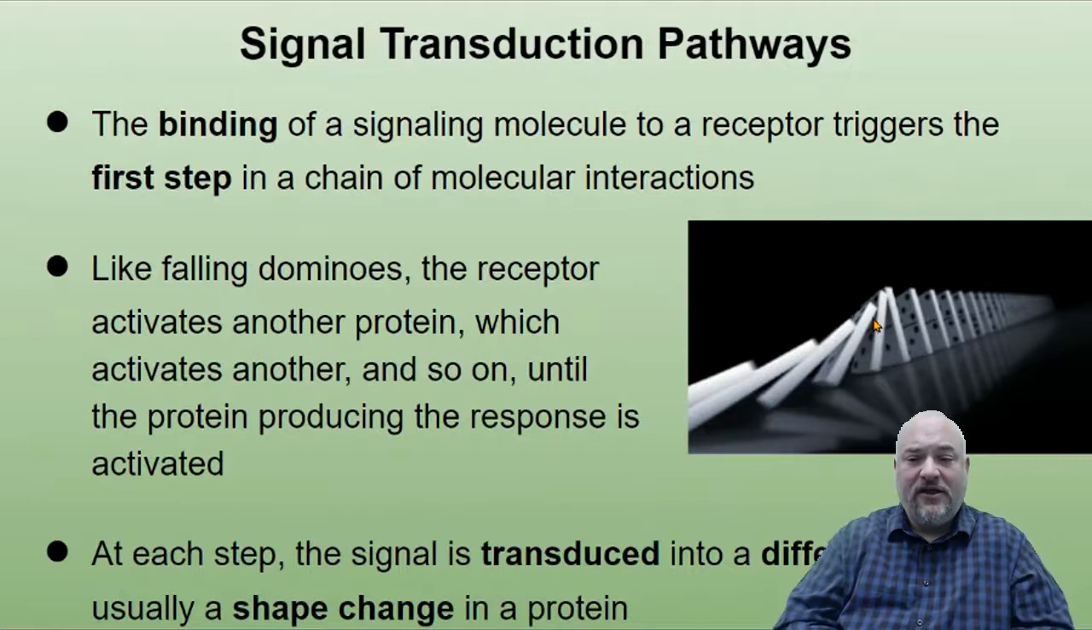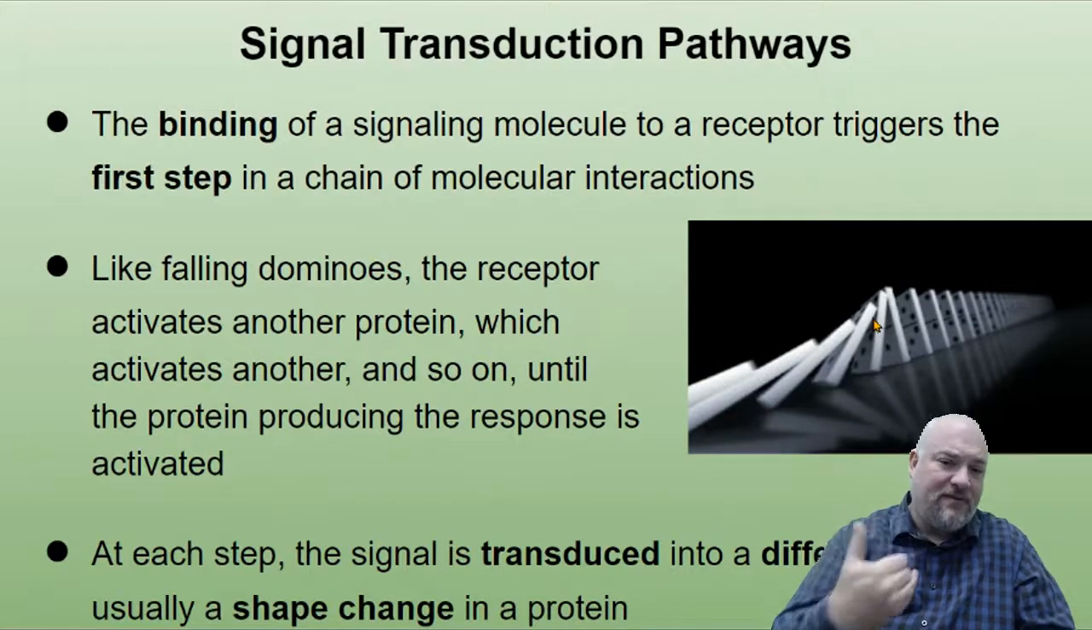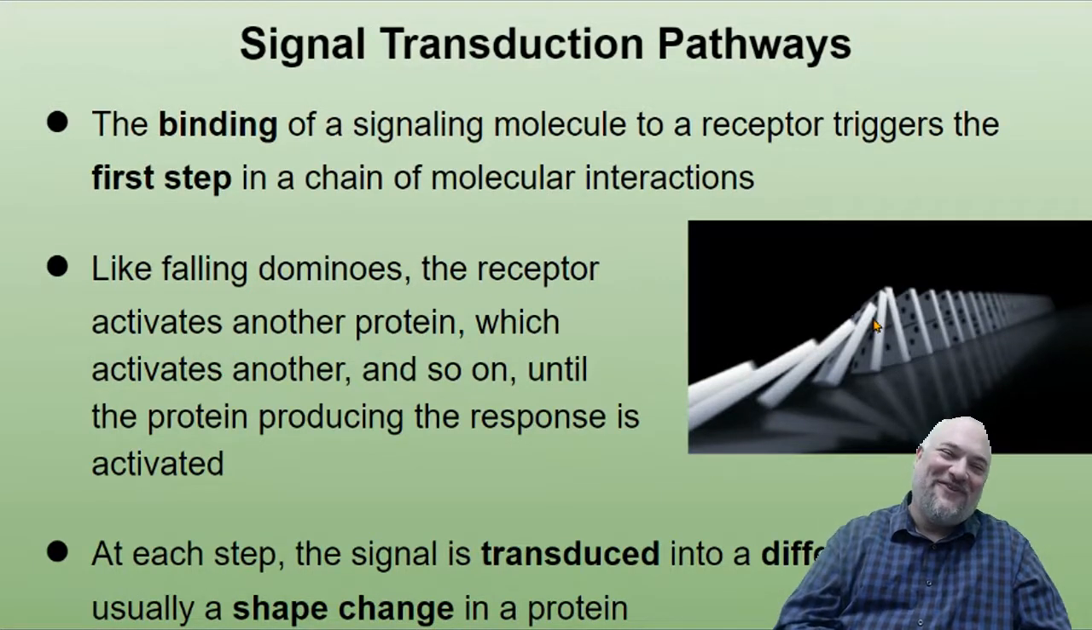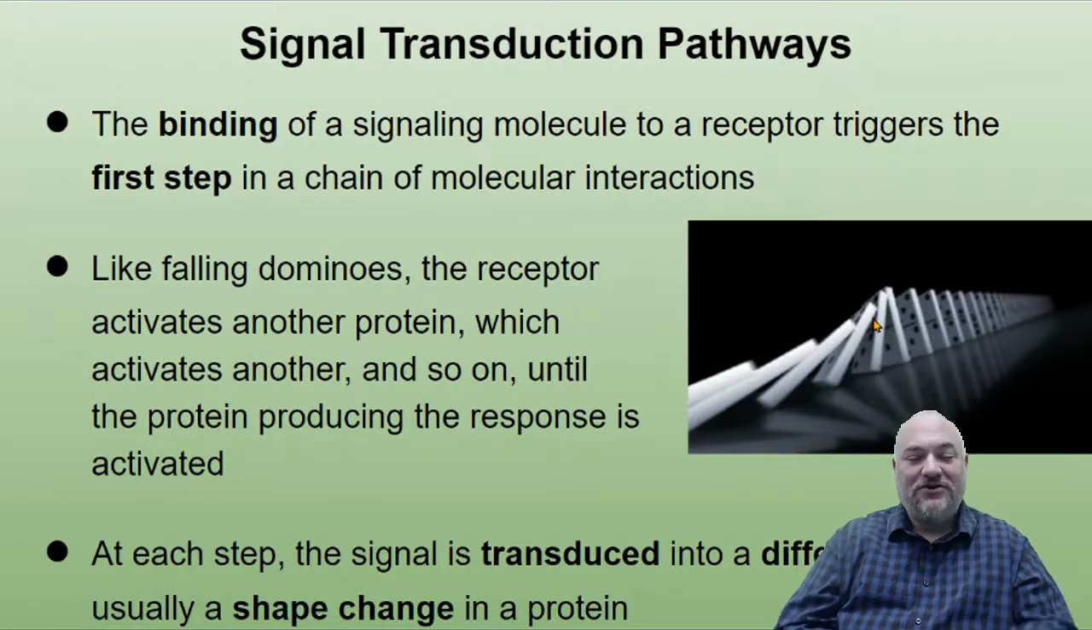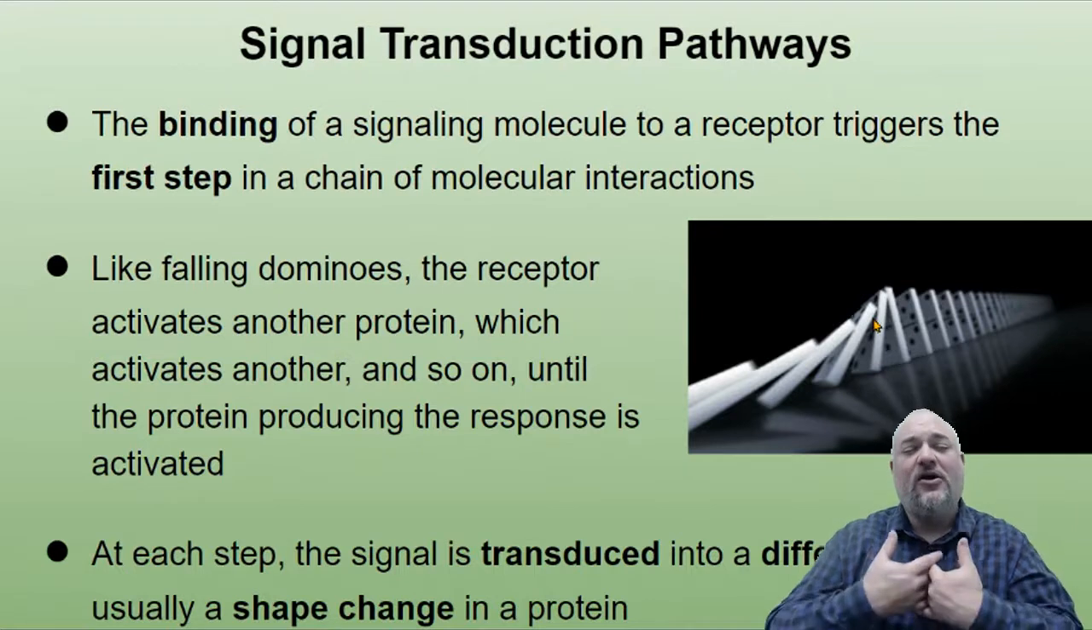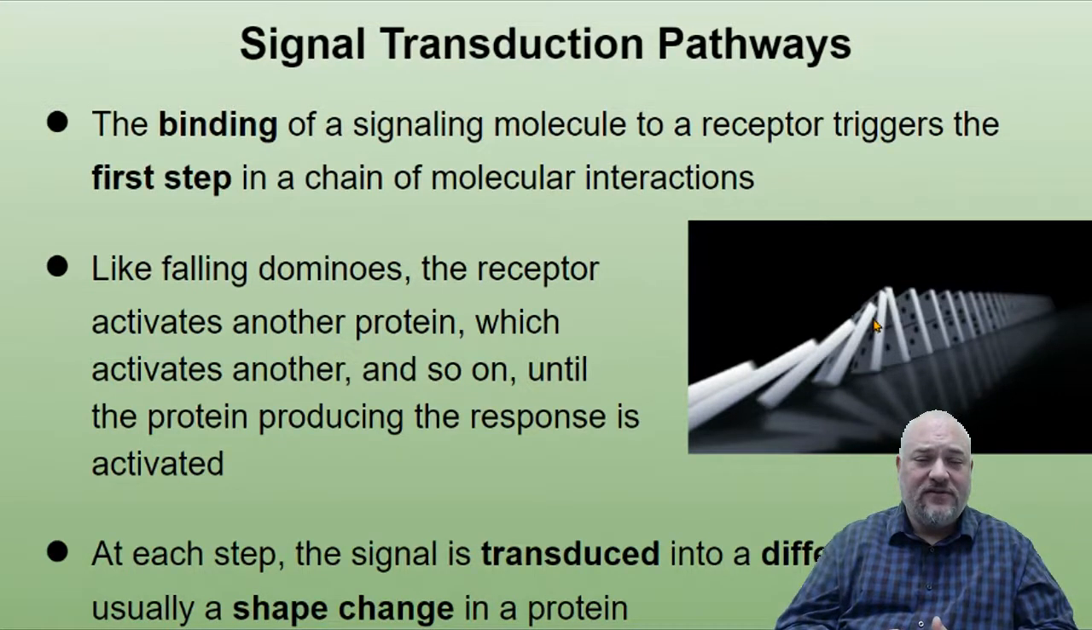The binding of a signaling molecule to a receptor triggers that first step in the chain reaction of molecular interactions. Like falling dominoes, the receptor activates another protein, which activates another and another and so on. At each step, the signal is transduced into a different form, which is usually the change in shape of a protein. We've talked about that all year long. Proteins have the ability to change shape. It is huge in molecular biology.